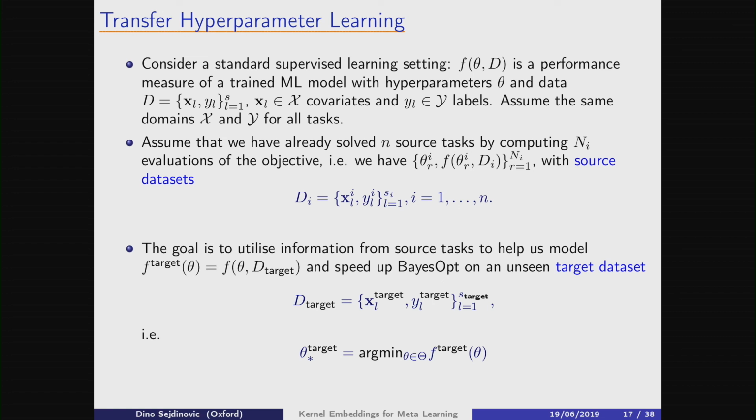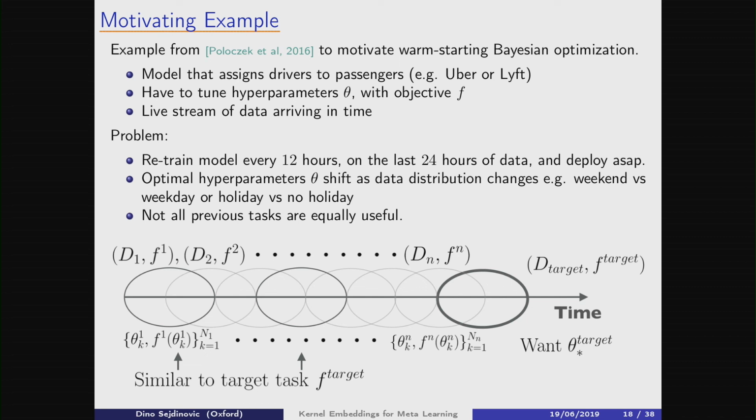Here's just a simple motivating example. This is not too important. This is an example that's usually used to motivate warm starting Bayesian optimization. Given that you've solved similar tasks previously, how would you warm start Bayesian optimization? At which value of the hyperparameters would you start? In this paper, they think about modeling assignment of drivers to passengers in ride-sharing applications and so on. Because we have a live stream of data arriving in time, we want to deploy the model as soon as possible. Hence, we want to query hyperparameters that are good to start with, without doing random search and grid search for every new data set. And because optimal hyperparameters shift as the data distribution changes, and there may be some periodicity, not all previous tasks are equally useful. So among the previous tasks, we have to identify those that are most useful. Okay.